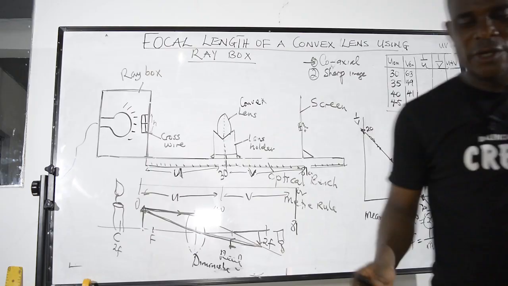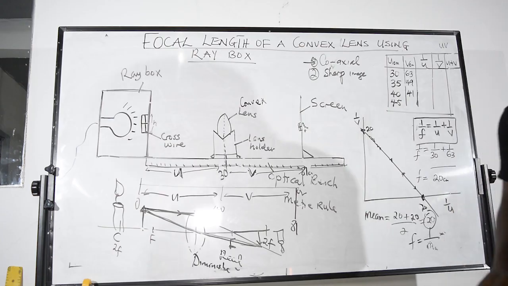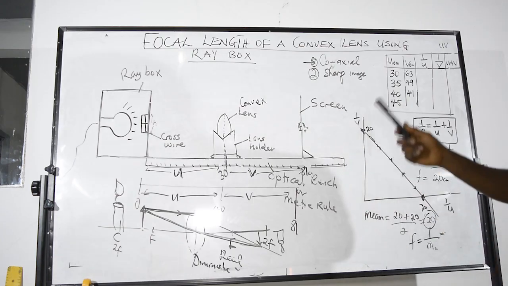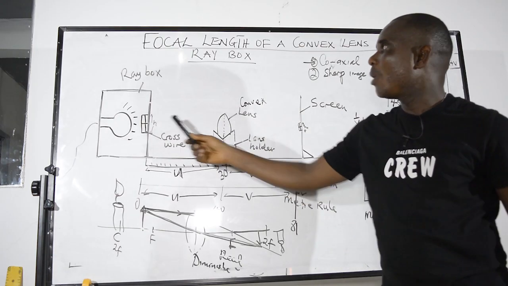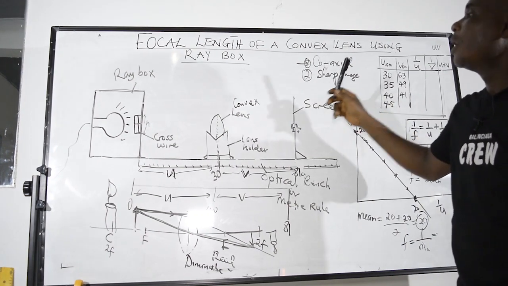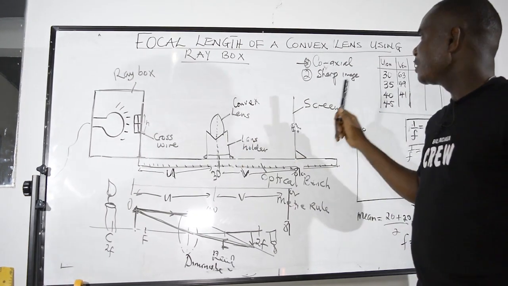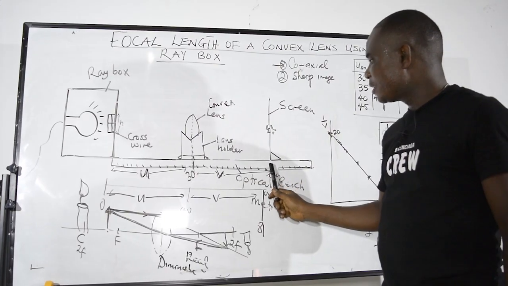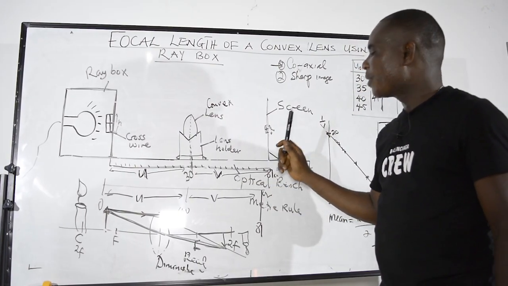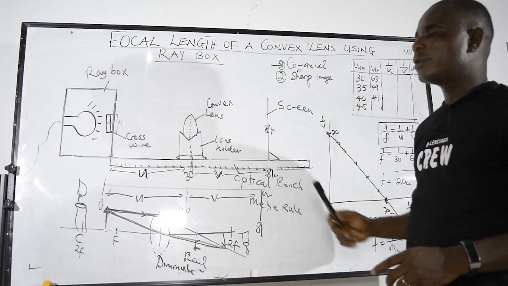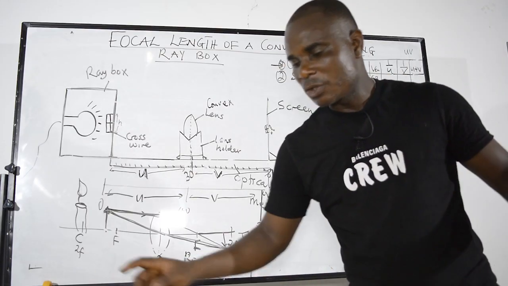So I now give you a few precautions that you must take. You must ensure that the object and the lens are coaxial. Very important precaution. And you ensure that you capture a sharp image before you read this point. You must ensure that it is sharp, not blurred at all, as we saw in the experiment.